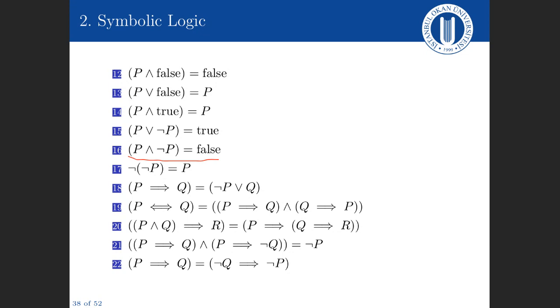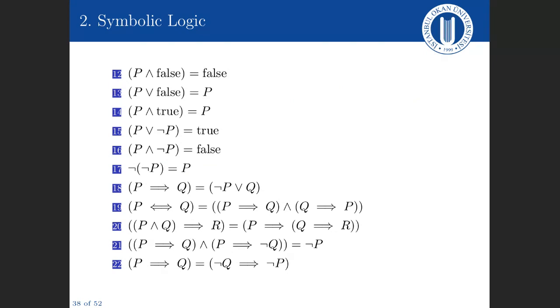Line 16. P is true and NOT P is true. This is not possible. Either P is true and NOT P is false, or vice versa. P is false and NOT P is true. This line must always be false. Line 17, NOT NOT. If I said minus minus 3, write that equal to 3, we would understand. Likewise, NOT NOT P is the same as P.